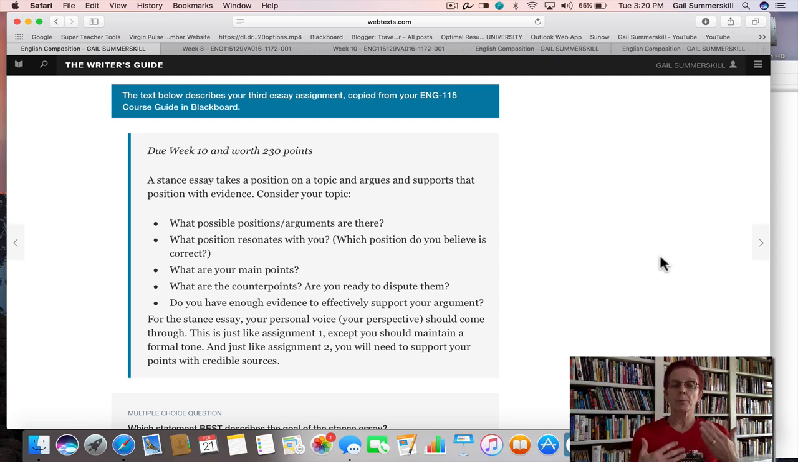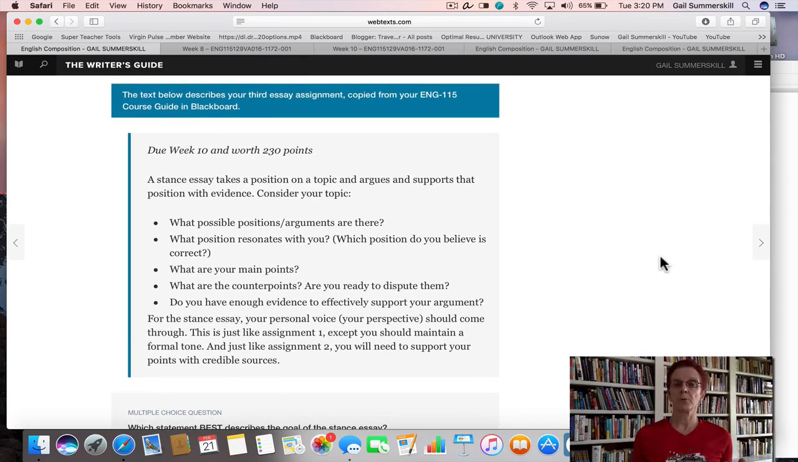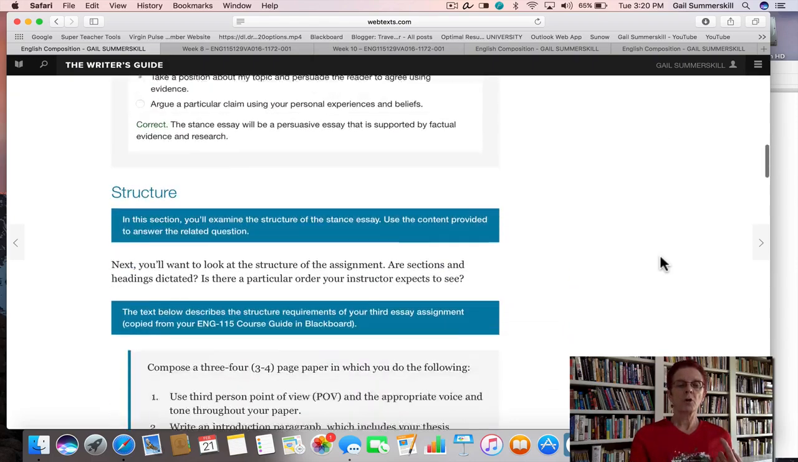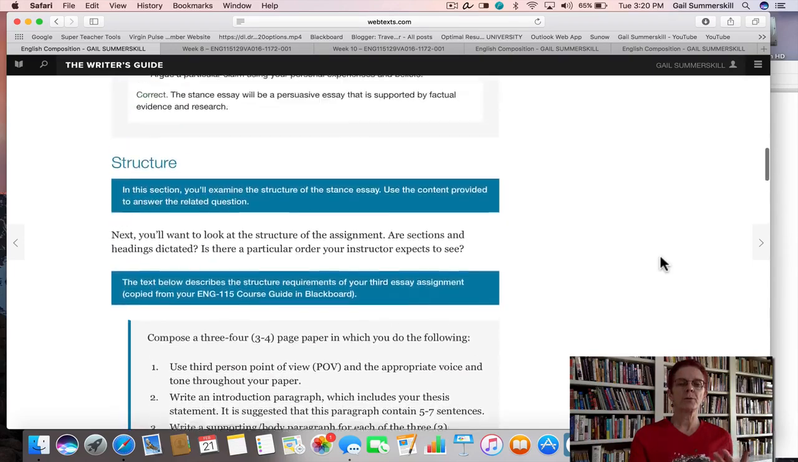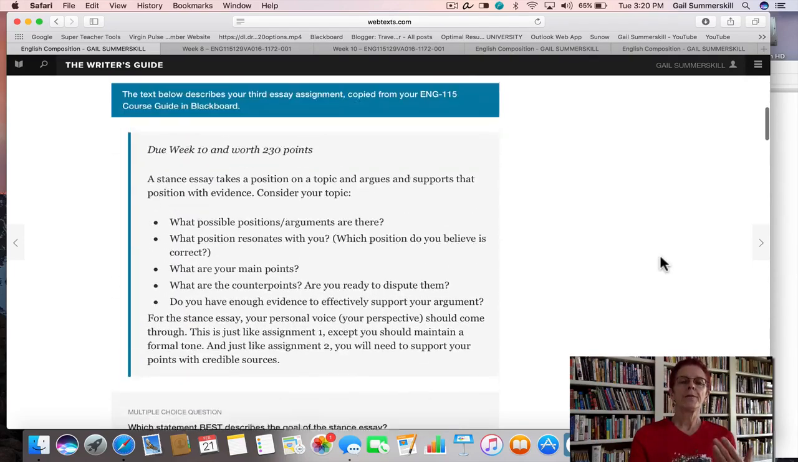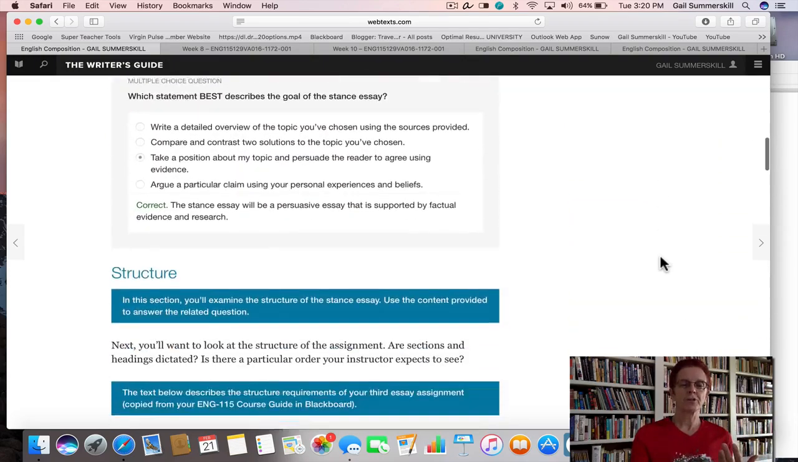In your stance essay, your perspective should come through, but you're still writing it in the third person just as you did for the informative essay. And you will need to support your points with credible sources. So, as you can see, this entire section 7.3 really walks you through how to do it, the structure, etc.